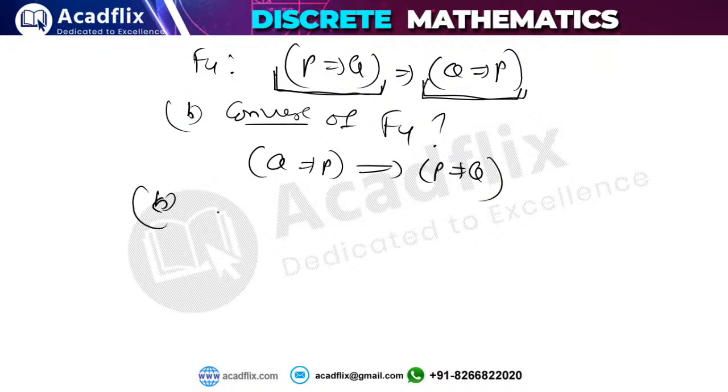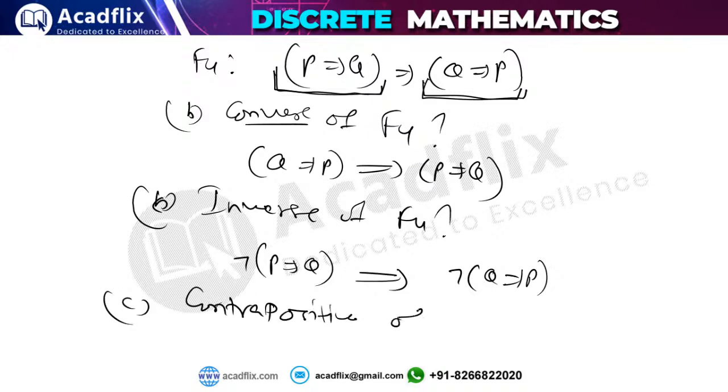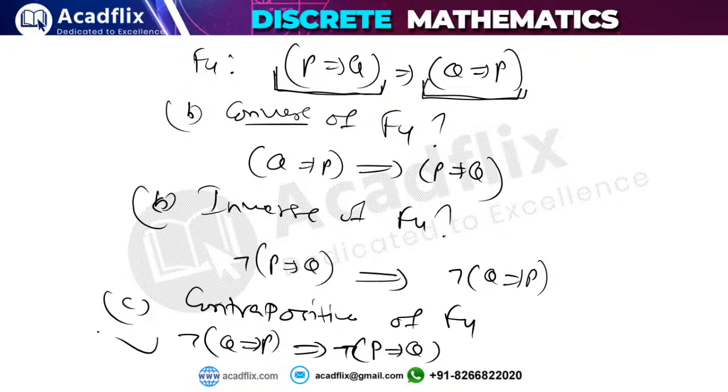Now I can find the inverse also. What will be the inverse of F4? The inverse of F4 will be negation of LHS implies negation of RHS. And what will be the contrapositive of F4? Contrapositive of F4 will be negation of RHS implies negation of LHS.